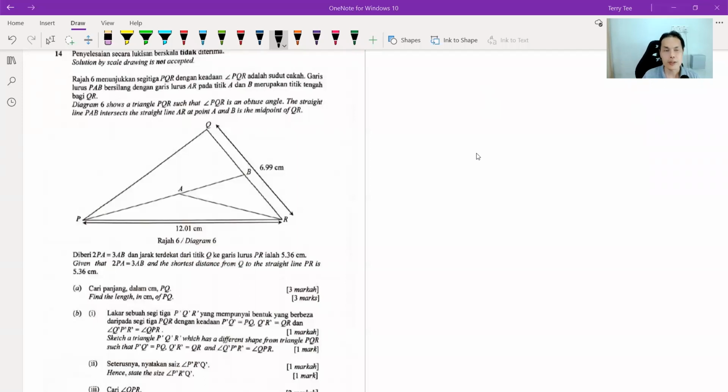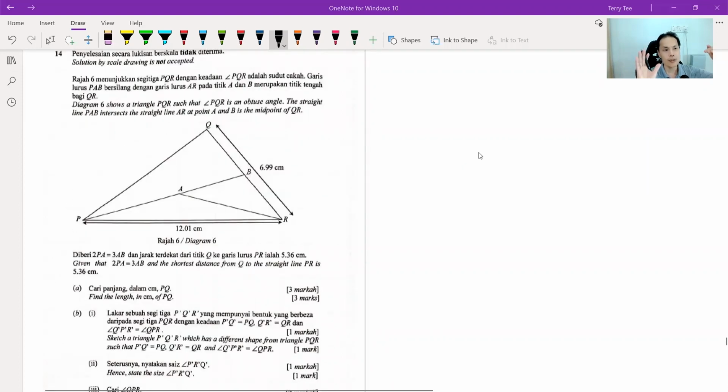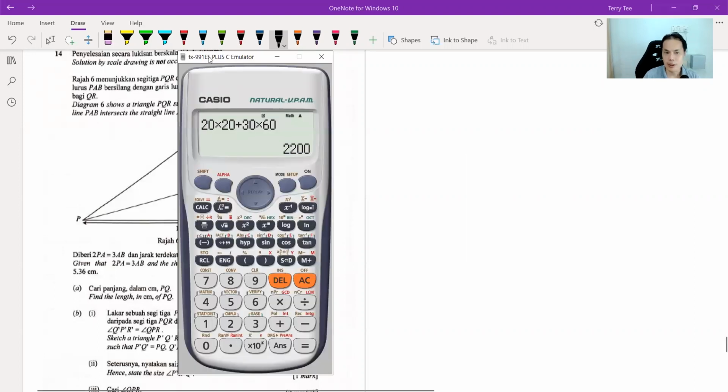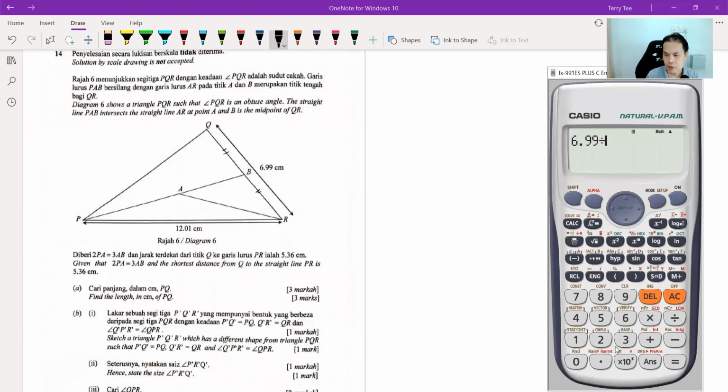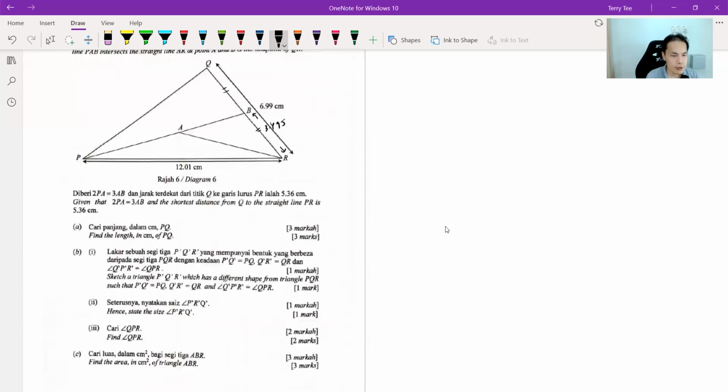Okay, so question number 14 now. The diagram shows a triangle PQR such that PQR is obtuse, and you have straight line PAB intersecting AR at point A. B is a midpoint, so straight away I can say that 6.99 divided by 2 gives 3.495. This is the length of PR. What else? They say you're supposed to find the length of PQ. Also, 2PA equals 3AB.